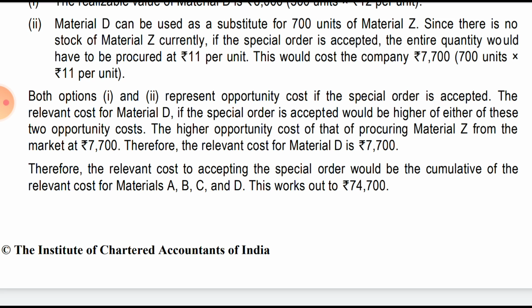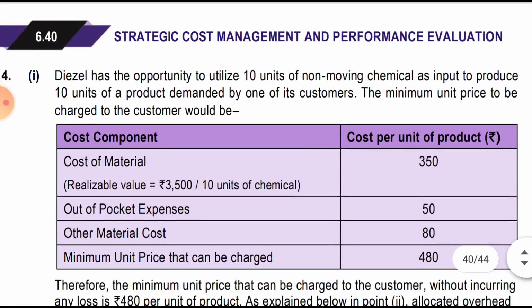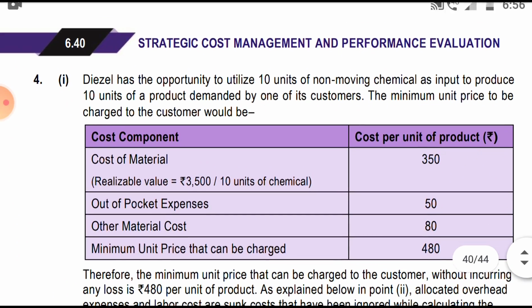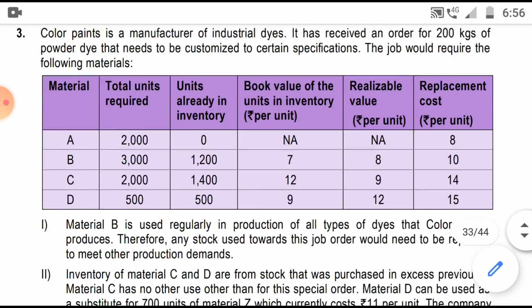Therefore for accepting the special order, we will incur the relevant cost for the materials A, B, C and D, which will work out, by adding all the costs which we have calculated in the above parts, to a total of 74,700. And we are done with illustration 3. It was a very simple question.